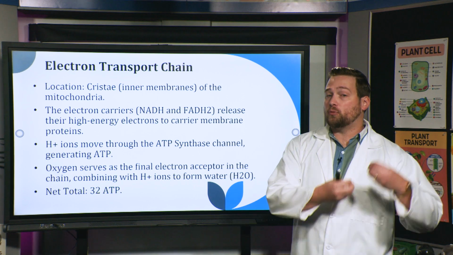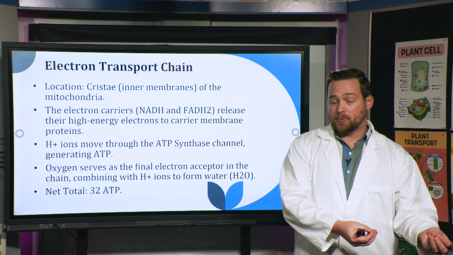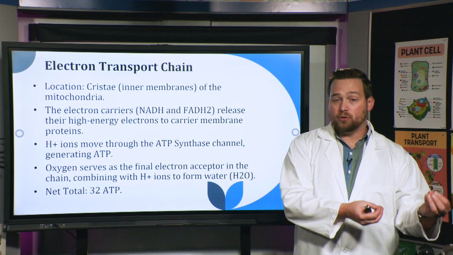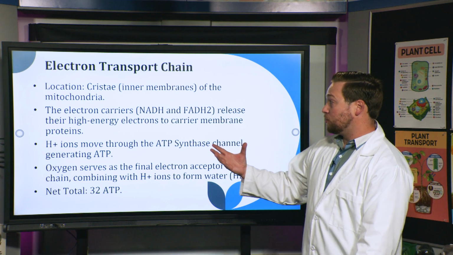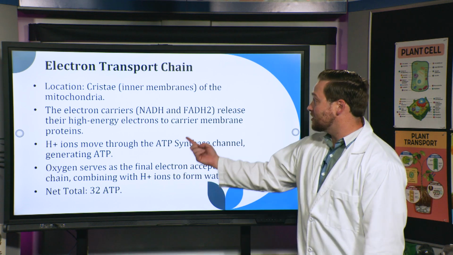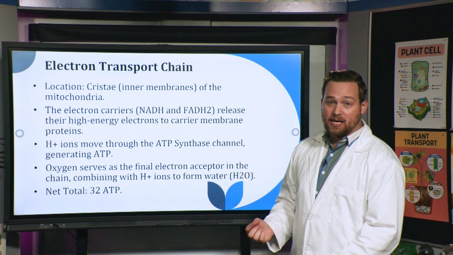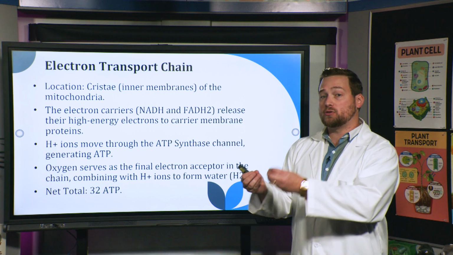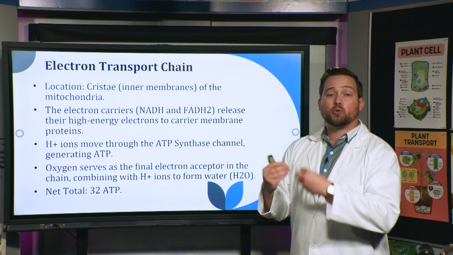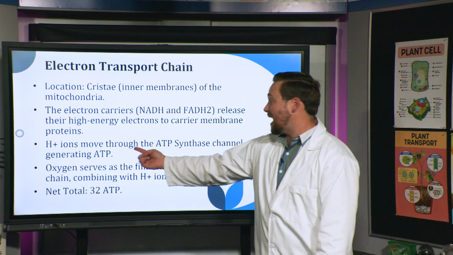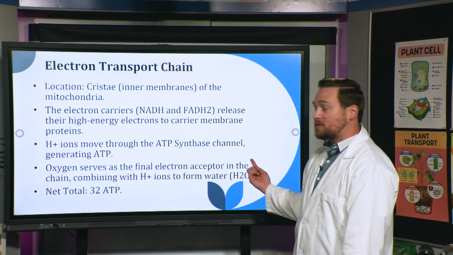So we started off with glucose. That's the food that you eat, okay? We're going to turn that glucose into these molecules, the pyruvic acid and the NADH and the FADH2. So we're turning glucose into these tokens. Once we have the tokens, we can play this game. This game is called ATP synthase channel.